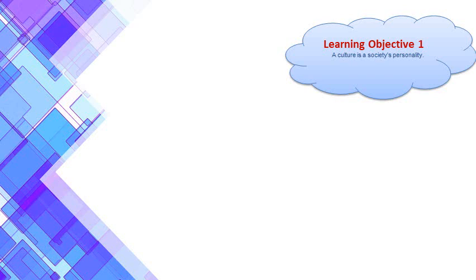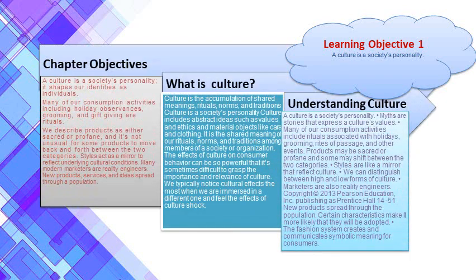Learning Objective 1. A culture is a society's personality. What is culture? Culture is the accumulation of shared meanings, rituals, norms, and traditions. Culture is a society's personality. Culture includes abstract ideas such as values and ethics, and material objects like cars and clothing. It is the shared meaning of rituals, norms, and traditions among members of a society or organization.